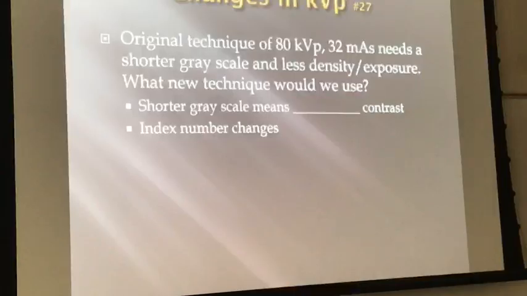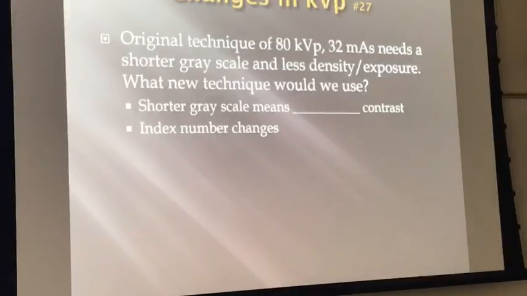You get a shorter grayscale, which means you did what with kVp? Shorter grayscale, you decreased, right. So you decrease kVp, and it said that in your decrease in kVp, you got less density. Is that natural for just a change in kVp? Yes, it is. So what's this question asking you to do? Is it asking you for the 15% rule, or is it just asking you to reduce your kVp? It's just asking you to reduce your kVp.